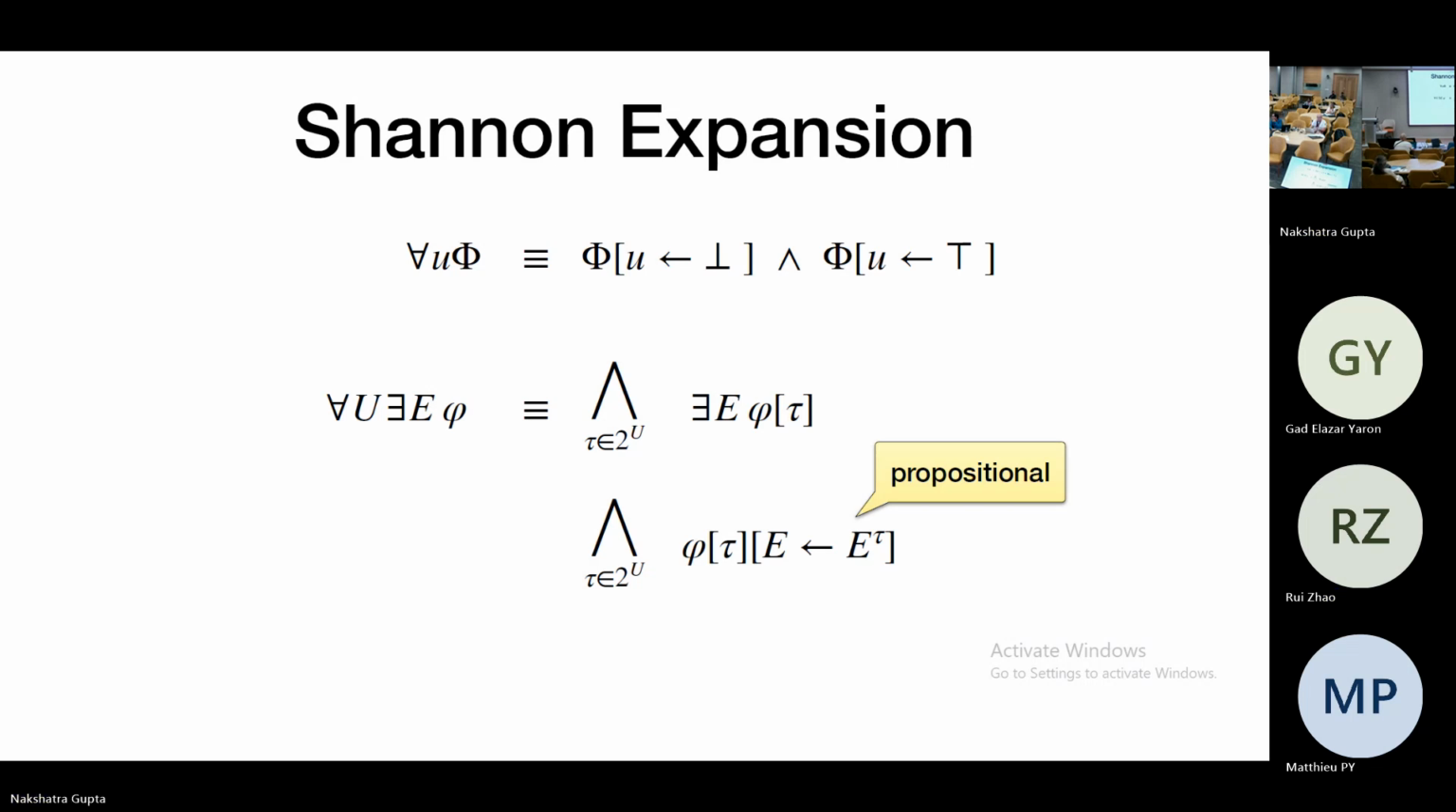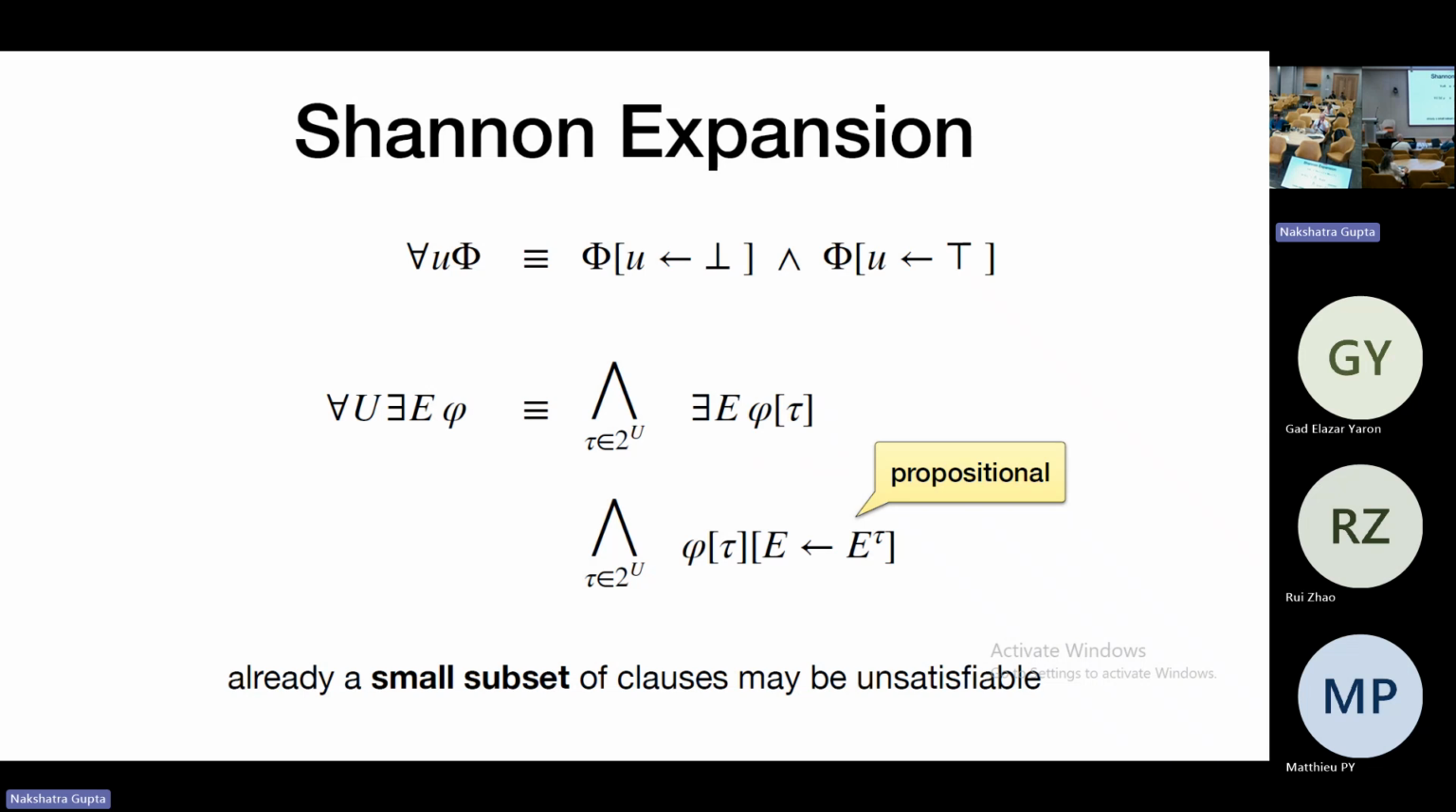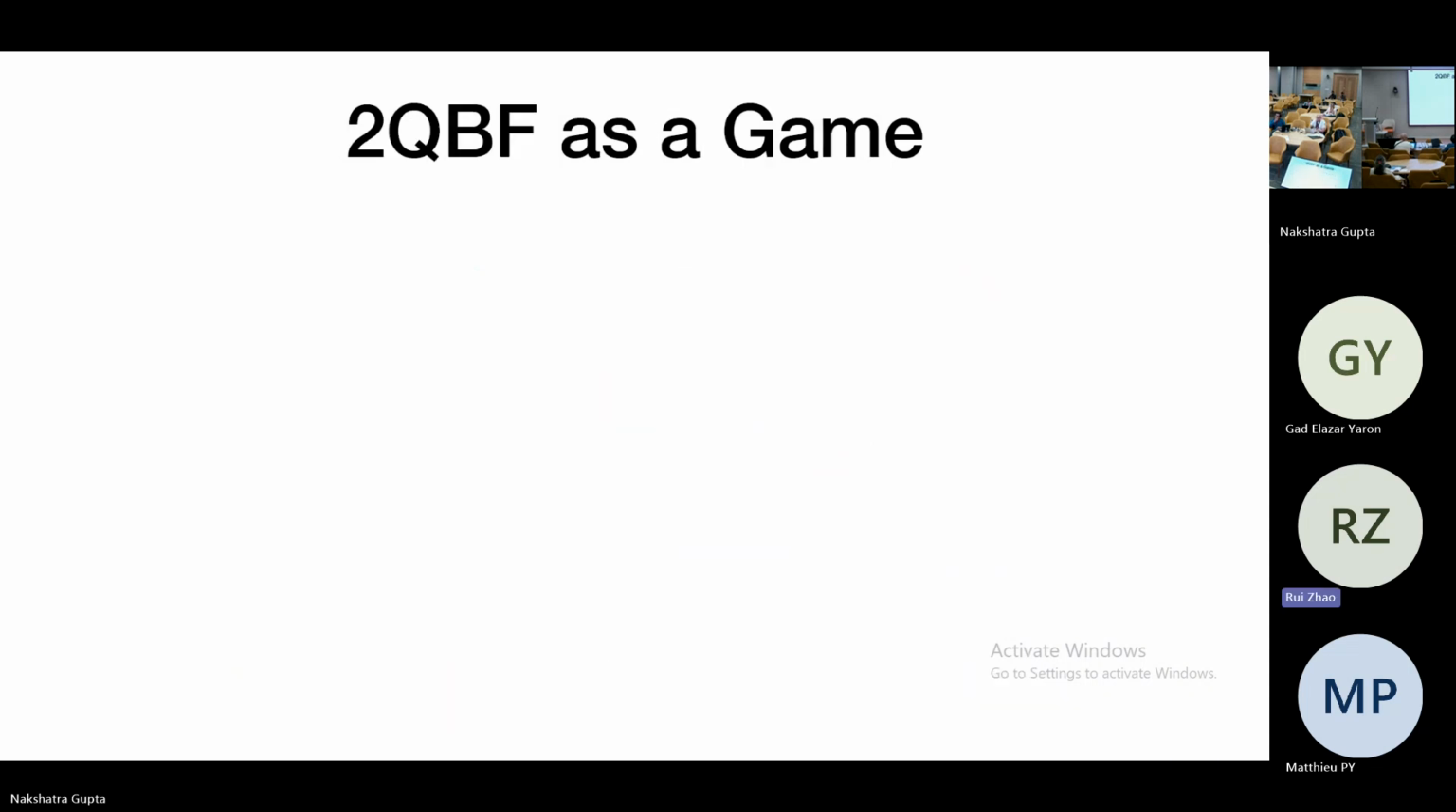And we now get a propositional formula that's satisfiable if and only if the original QBF was true. And again, the hope is that if we generate this formula successively, not writing down this huge conjunction in one go, but instead generate this in a more controlled way, we will be able to arrive at a small subset of clauses that's already unsatisfiable.